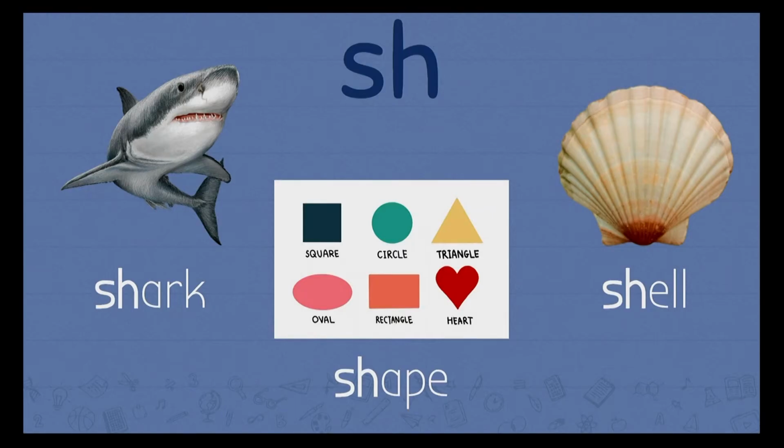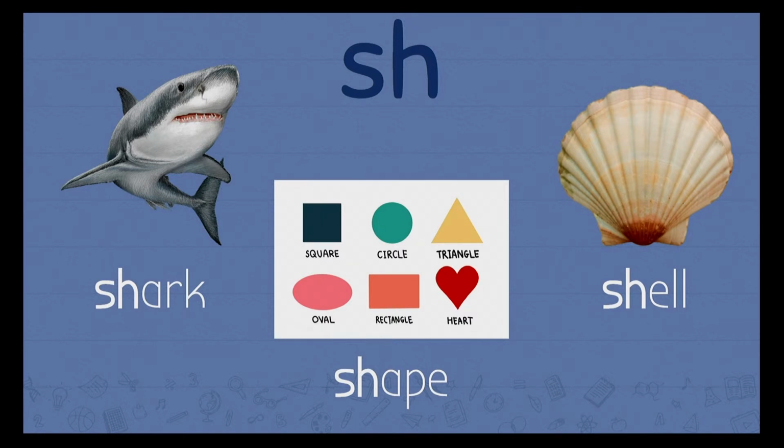A digraph only makes one sound, although two letters are hanging around. A digraph only makes one sound, that is what I found. Sh, sh, in shark and shape. S and H together make a digraph with one sound.